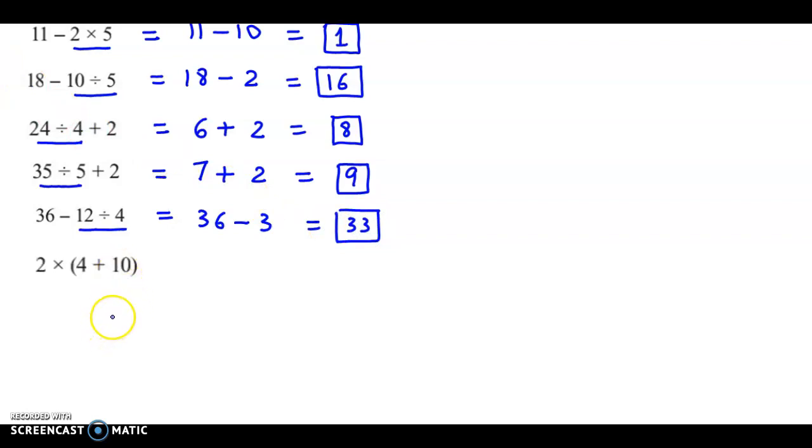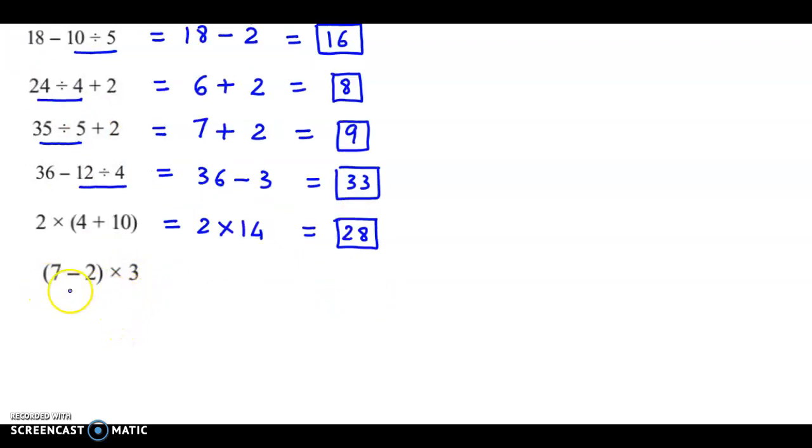Moving to the next question. Now, if you observe, we have a bracket out here. So, first we'll simplify the bracket. Now, we have 4 plus 10 within the brackets and 4 plus 10 makes it 14. So, this could be written as 2 times 14 and 2 times 14 is 28.